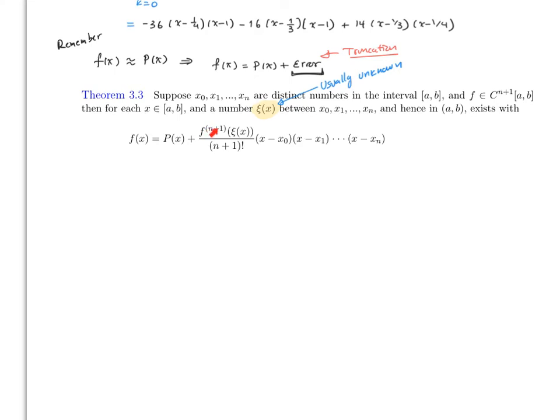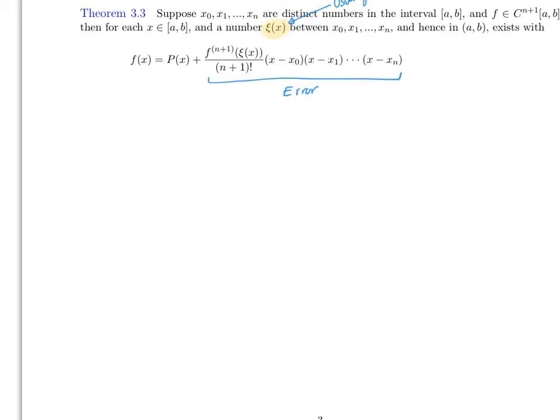Notice that the derivative is evaluated at this function, which is usually unknown, and that could cause some problems. So you have to make many assumptions sometimes, like you will see right now. So all of this is the truncation error. All right, so let's do an example.